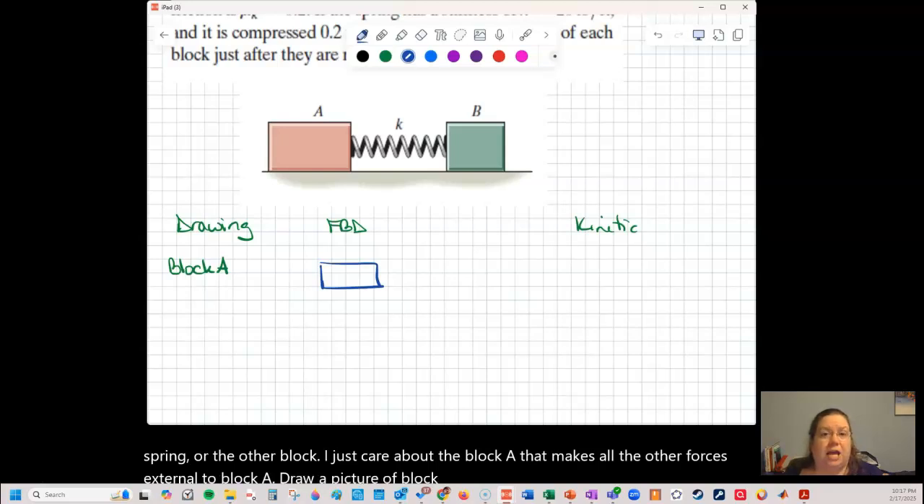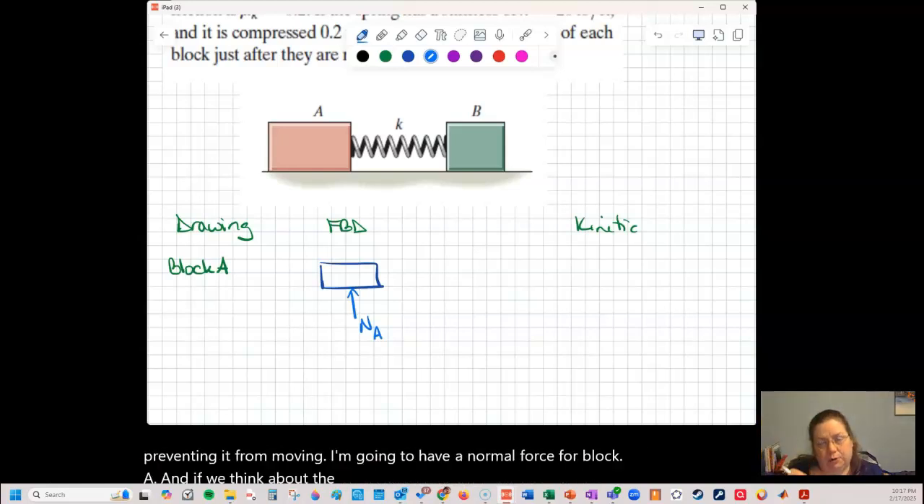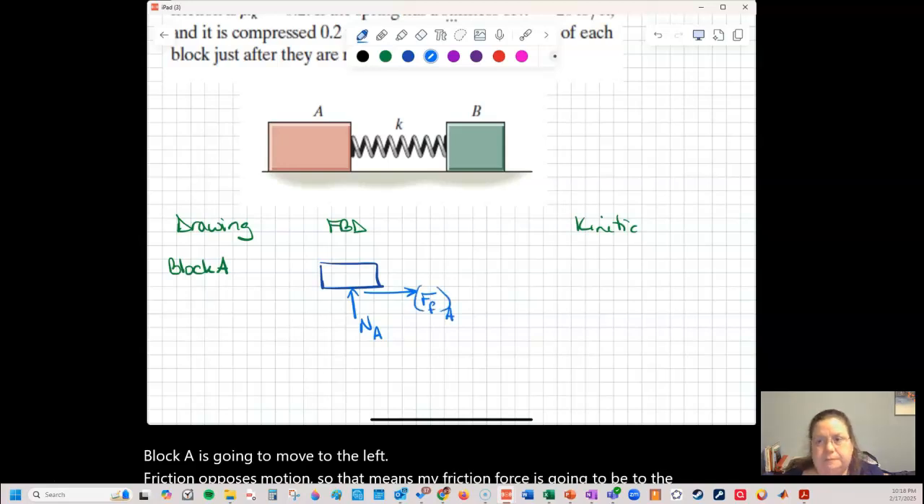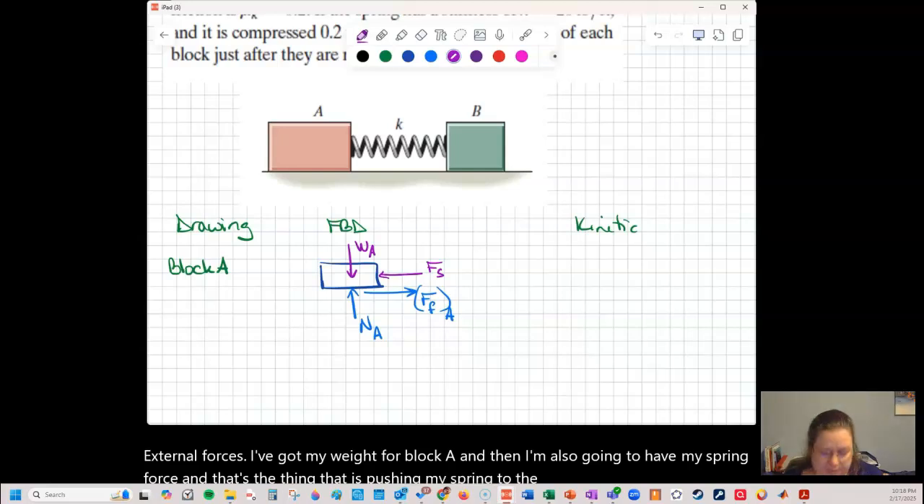In terms of reaction forces, the things that are preventing it from moving, I'm going to have a normal force for block A. And if we think about the spring being compressed, once it's let go, block A is going to move to the left. Friction opposes motion, so that means my friction force is going to be to the right. External forces, I've got my weight for block A, and then I'm also going to have my spring force, and that's the thing that is pushing my block to the left.